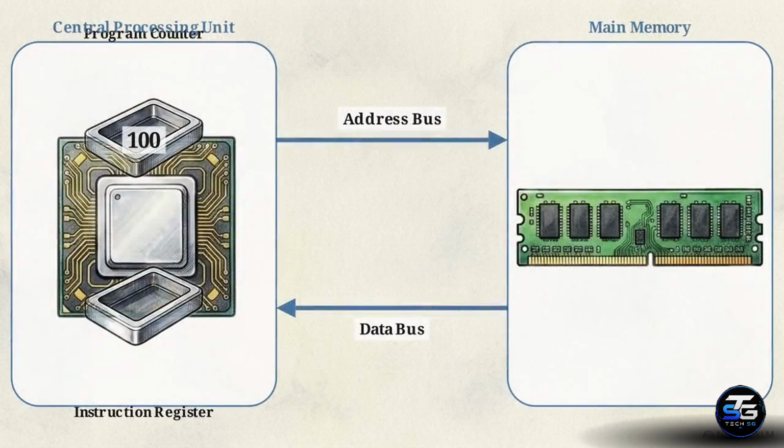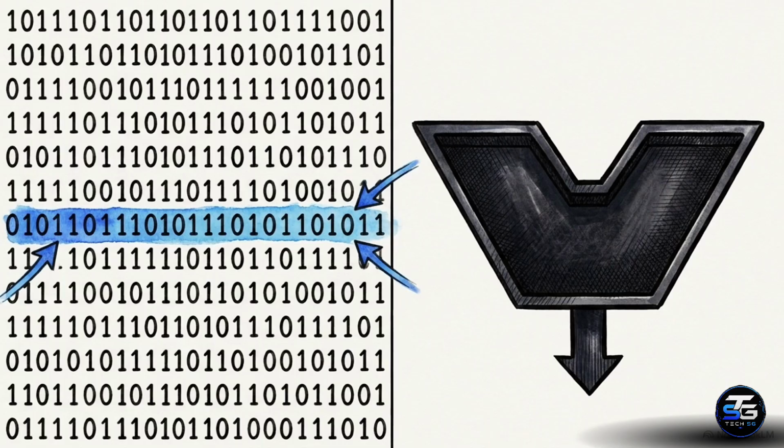First, the program counter uses the address bus to request the data located at memory address 100. Main memory locates that address and sends the binary instruction for add A, B back via the data bus. The instruction arrives inside the CPU and is securely stored in the instruction register. Then, the program counter instantly increments its value to 101, queuing up the address for the next cycle. During this fetch phase, no math has happened. The CPU is operating purely on logistics, collecting the command to prepare for processing.